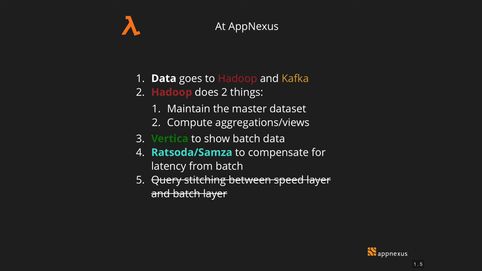And then we use two components. Some of you may be familiar with Samza. None of you are familiar with Ratsoda, and I will cover that because it's an internal thing. And we don't do five yet. We have no real good mechanism at this point of query stitching for this speed layer and this batch layer yet. I haven't figured that out yet. So I'm leaving that off of the discussion going forward.